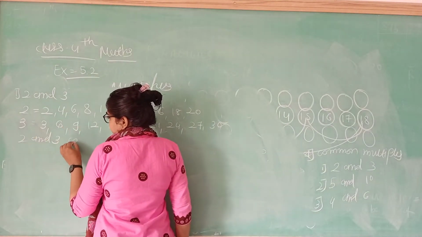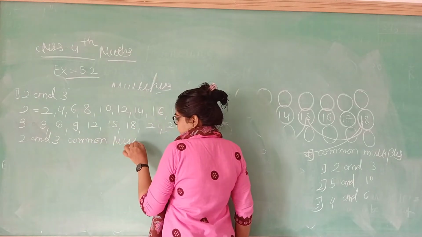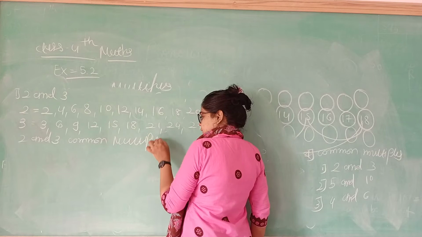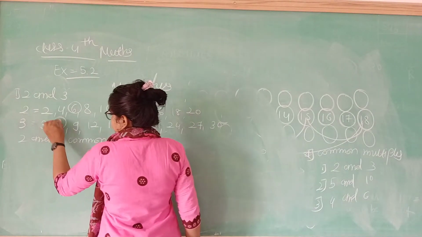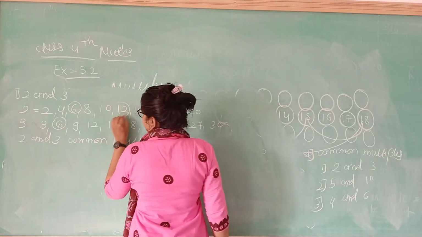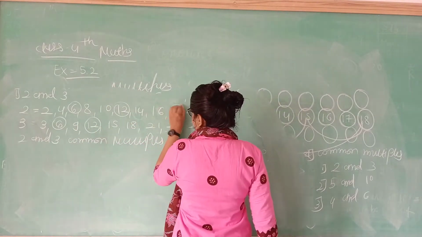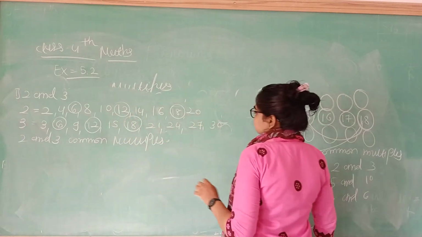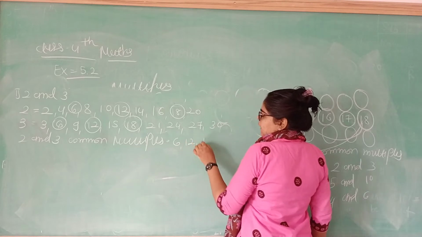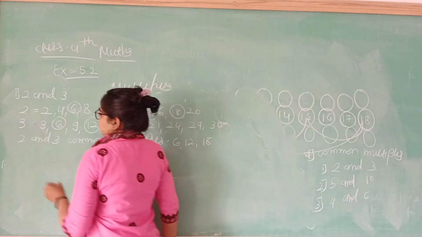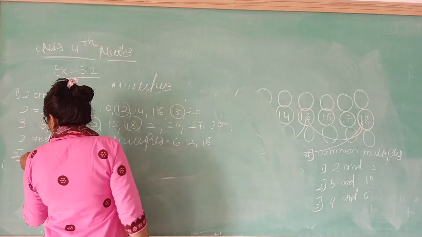The common multiples of 2 and 3 are 6, then 12, then 18. Done. So 6, 12 and 18. Then second, 5 and 10.